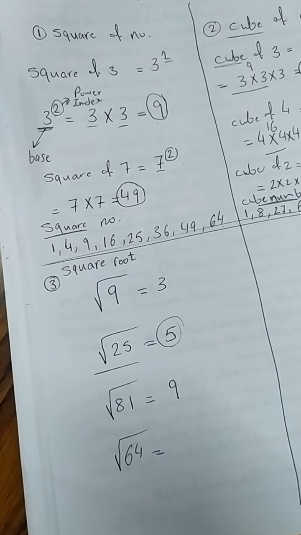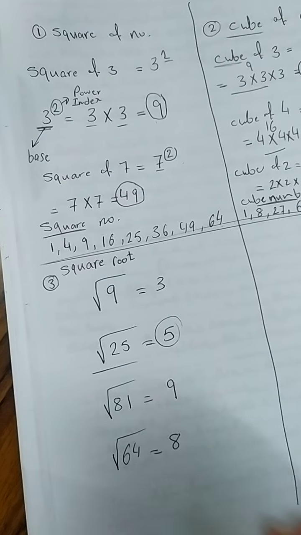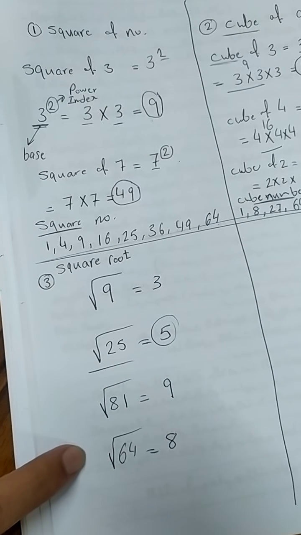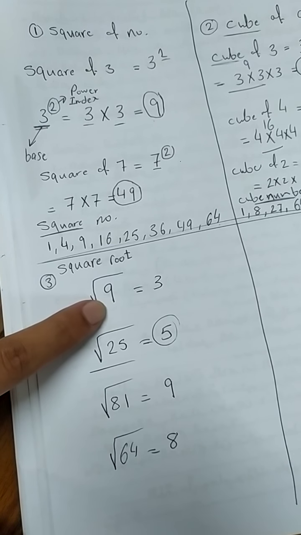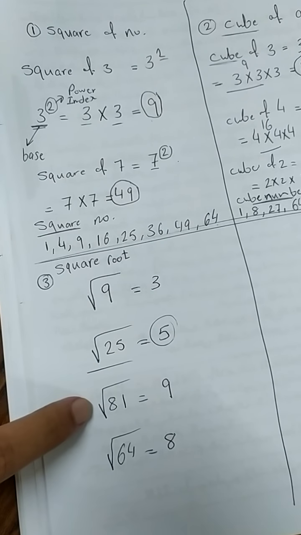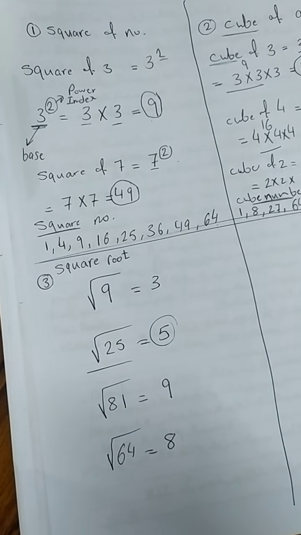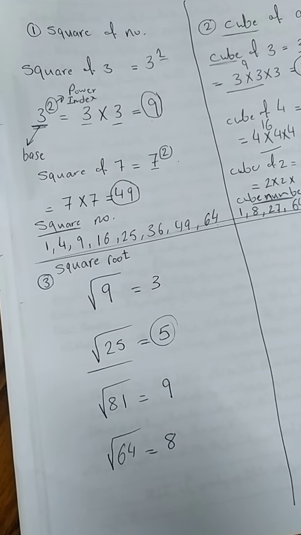Yes, square root of 64 is 8, because 8 times 8 equals 64. And you will notice that when I ask you to get a square root, I only ask you about the square root of a square number. Square root of 9, square root of 25, square root of 81, square root of 64. So I cannot ask you at this stage about a square root for a number that is not a square number. Okay? I hope you understood it.